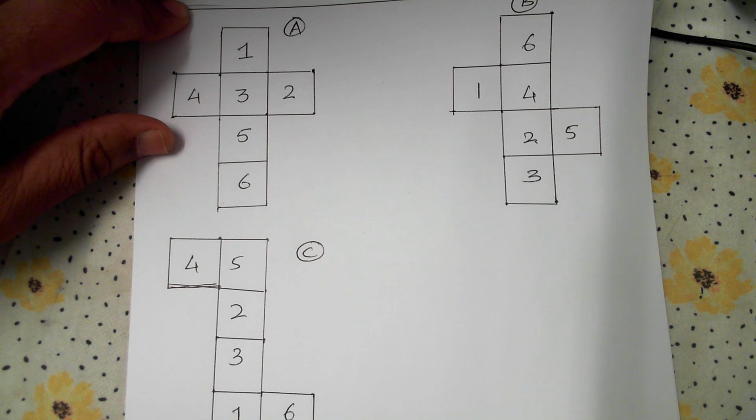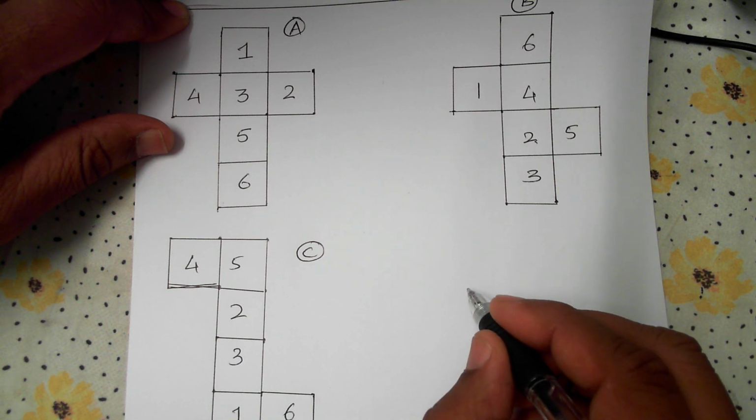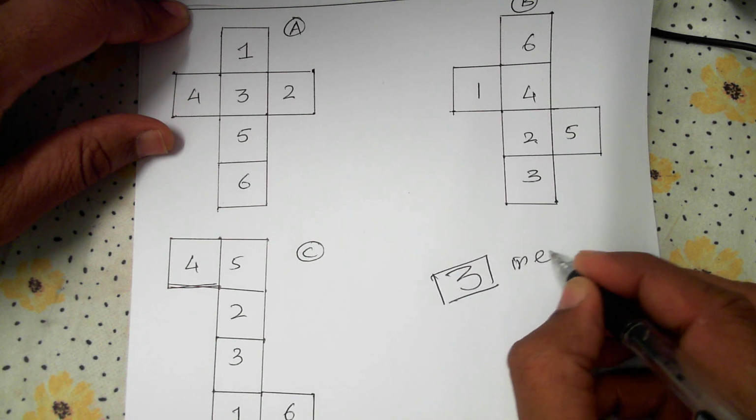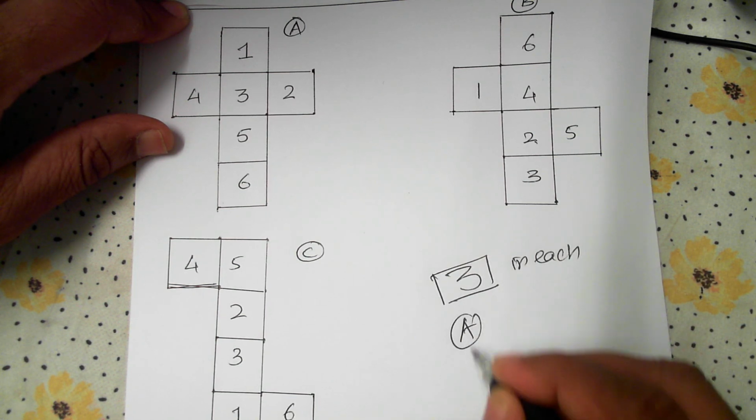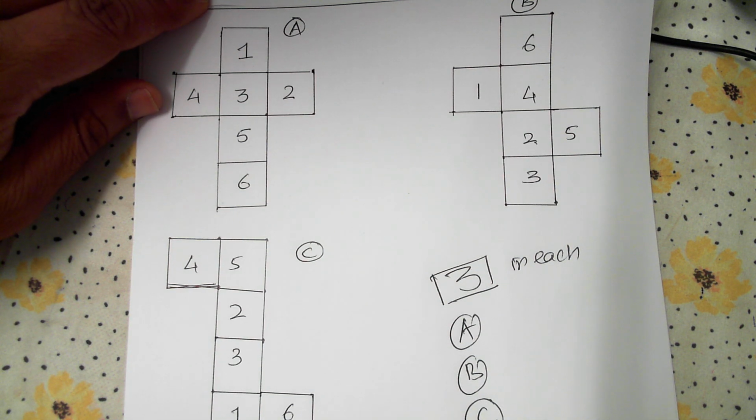Pause the video here and work out what number you think is in front of number 3 in each dice. So work that out in dice A, dice B and dice C. What number will be opposite number 3 in each dice? Work this out, then we will show the solutions. I'm sure you've worked it out, so let's figure it out, people.